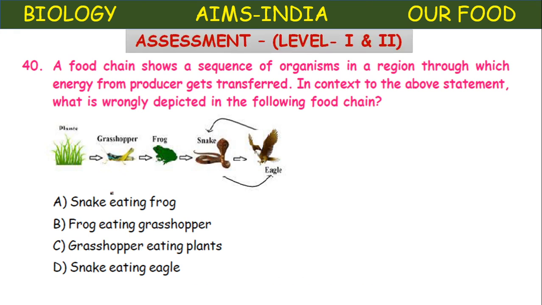A food chain shows a sequence of organisms in a region through which energy from producers gets transferred. In context to the above statement, what is wrongly predicted in the following food chain? Plants, grasshopper, frog, snake, eagle. Snake eating frog, frog eating grasshopper, grasshopper eating plants, snake eating eagle. So the eagle eats snakes, but snake eating eagle is wrongly mentioned.